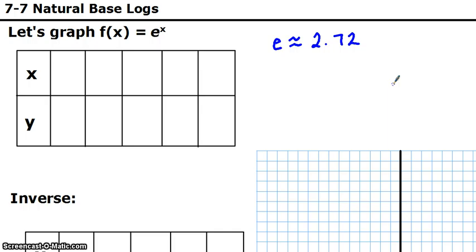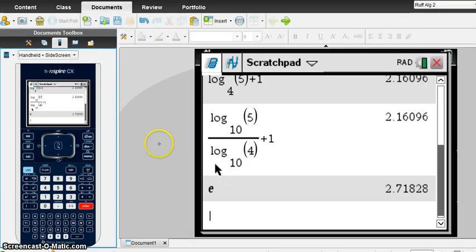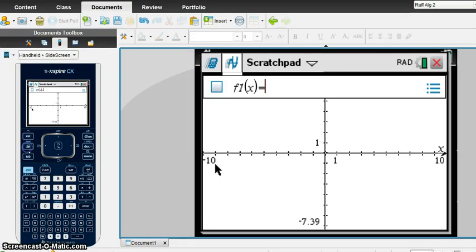Okay, so let's graph this and look at the inverse and see how this works. So we're going to graph e to the x first. I'm going to use the same x values I always do. All right, and since this number is so ugly, it's kind of hard to do, let's use our calculator here. So I'm going to go to the graph page.